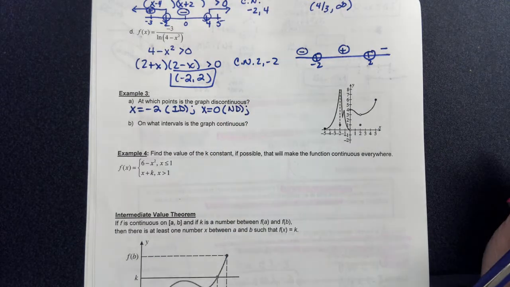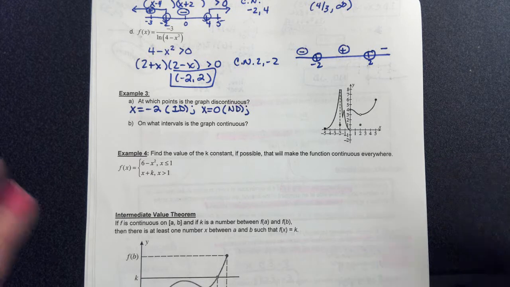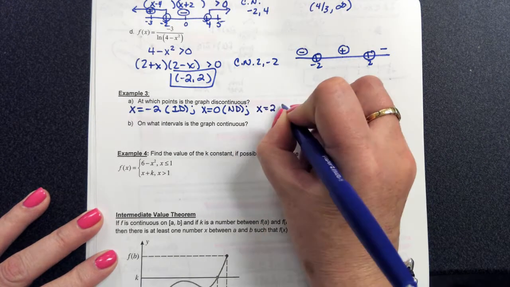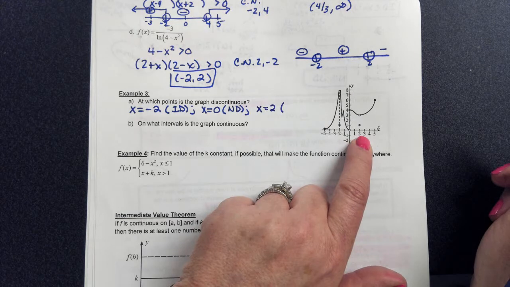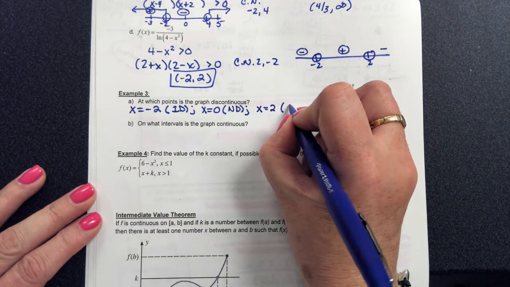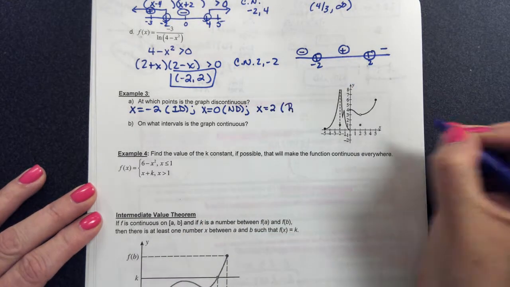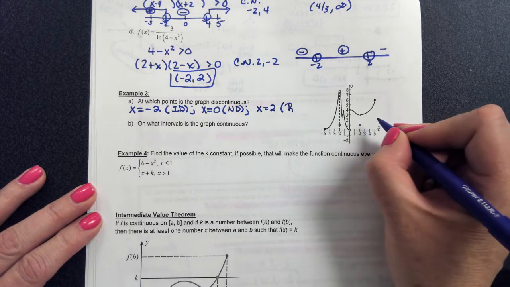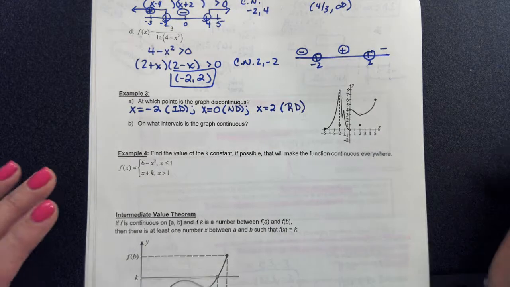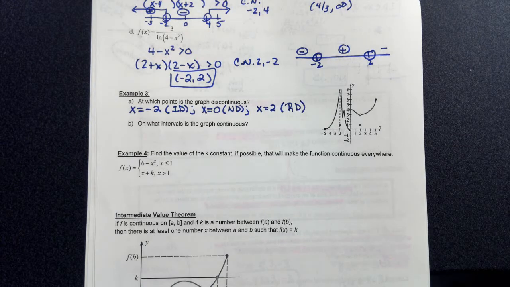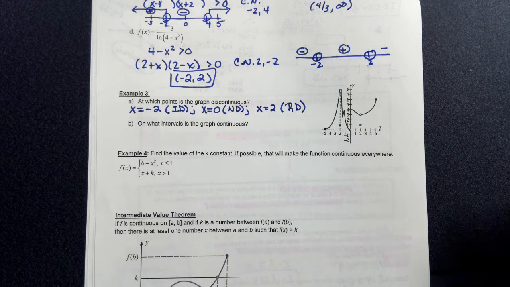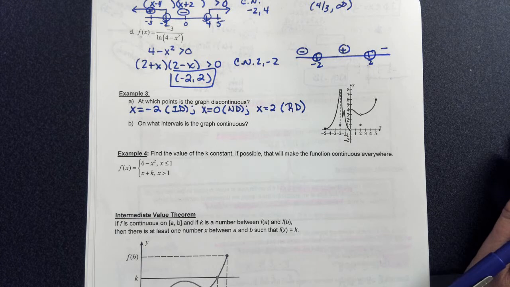Where's another place where it's discontinuous? 2. And again, at x equals 2, we have what kind of discontinuity? It's going to be removable. Because remember, what makes it removable is the limit from the left is the same as the limit from the right, and the defined value is different from the limit. Any questions from the graph, being able to identify where it's discontinuous?